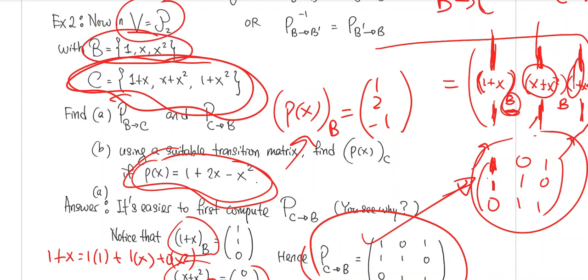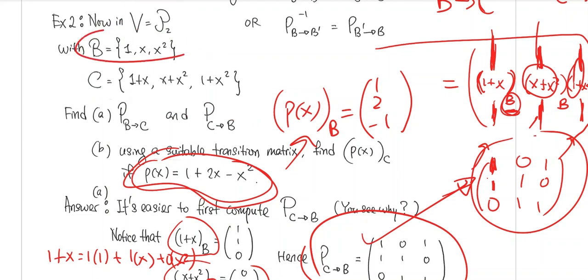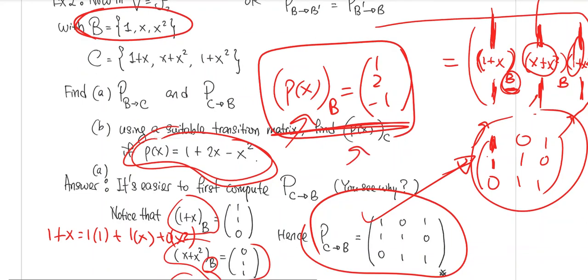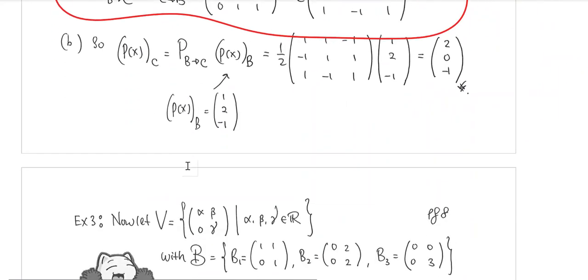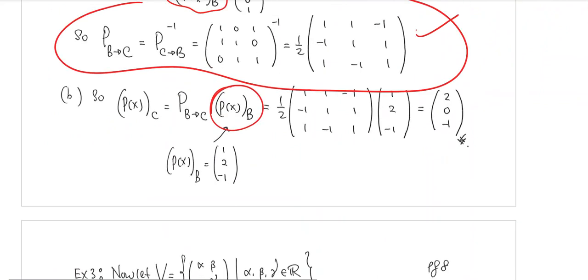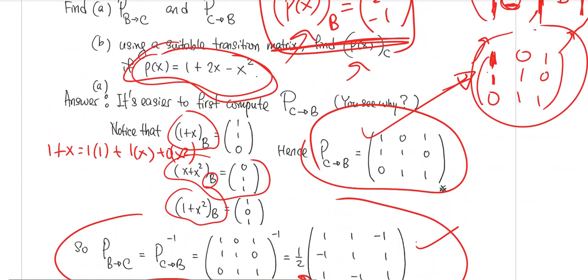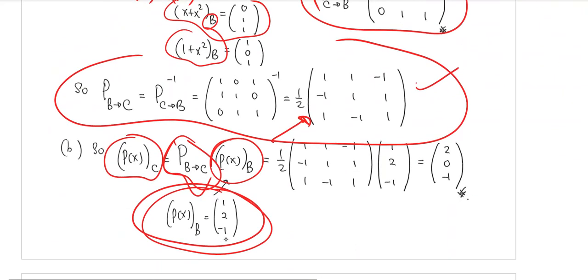When you have a standard basis, everything is straightforward. So again, this is a standard basis, so this is very easy to compute. If they want you to find the coordinates of p(x) with respect to C, well, you will find this because this is easy to find, and multiply with this transition matrix. This transition matrix is computed this way, and you get these answers. Once you have 1, 2, negative 1, put it inside here and multiply with this transition matrix, and you will get these coordinates.